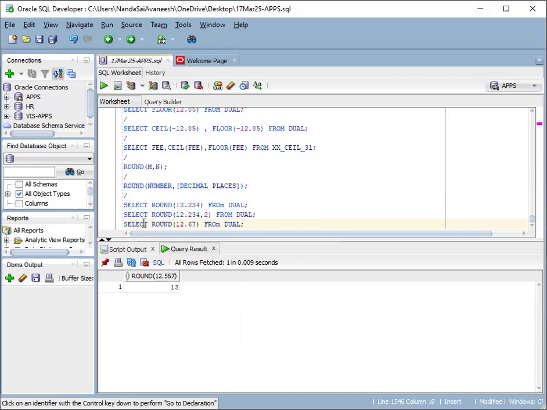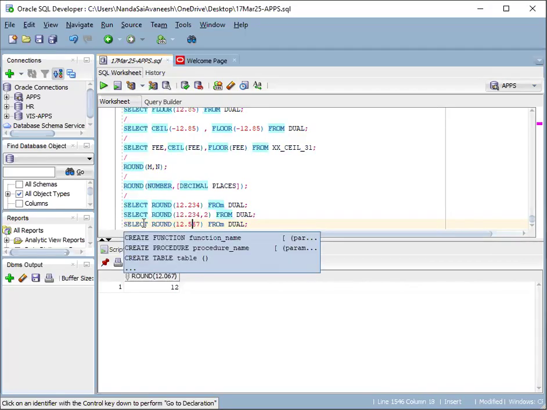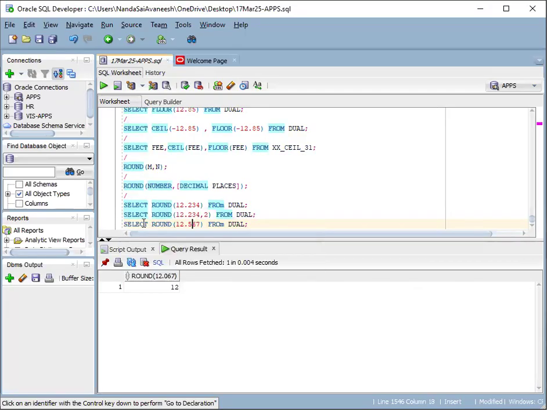Suppose if it is only 4, then it is not converting here. After the decimal point, if it is 0 to 4, it is not going to change, only 12 is coming. Suppose it is 5, then it automatically rounds up to the next value. For 12.567, it will become 13.